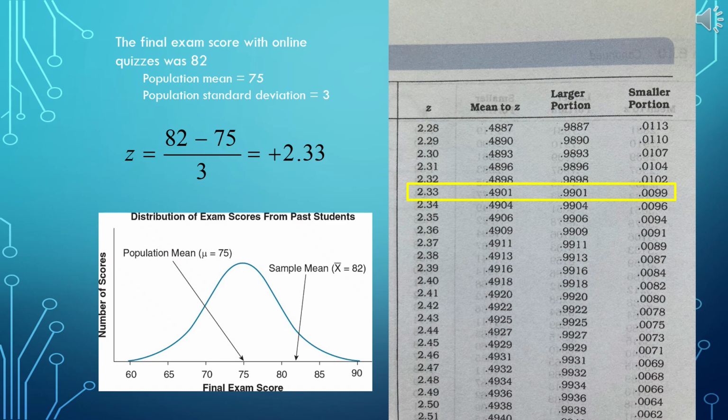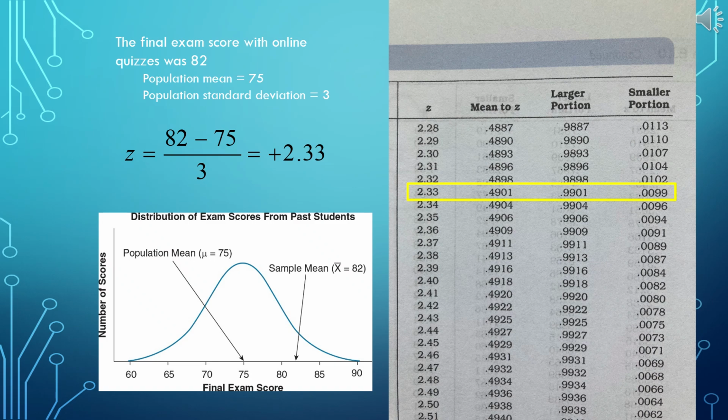Okay, so let's go back to that example where we were talking about exam scores from past classes compared to the average exam score for a new class. So the population mean exam score for all previous classes was 75. The sample mean, X bar, is 82. So we wanted to see, all right, how many standard deviations away from the mean is 82 compared to 75? And if you do the math, remember, we got 2.33 standard deviations above the mean. That's the average sample mean, the test scores for our new sample.